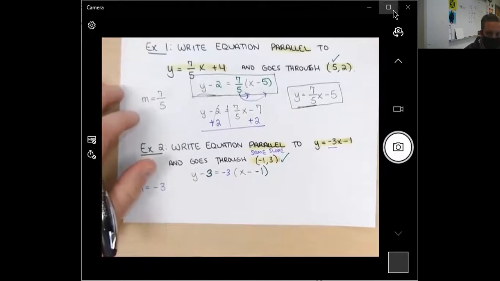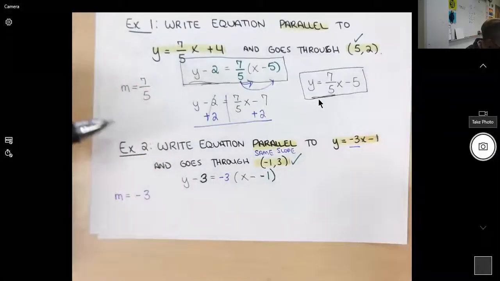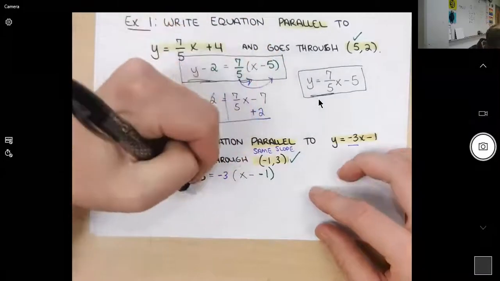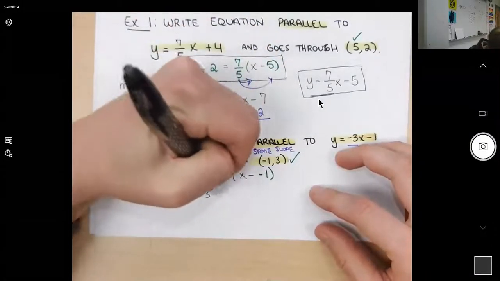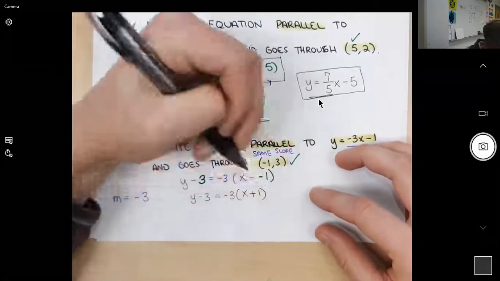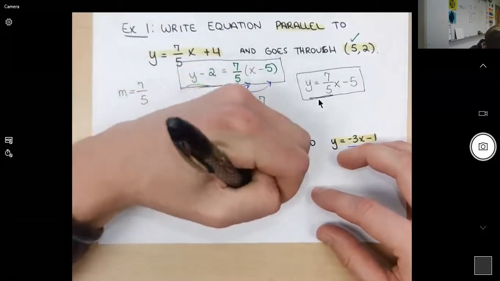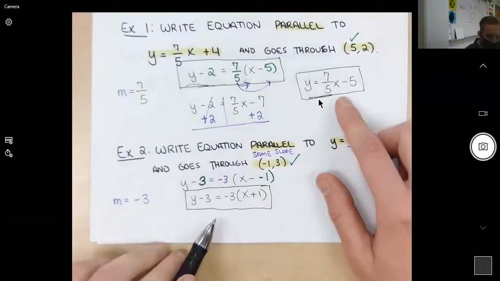Okay, so next up, as I was saying before, I'm going to look for my double negatives, which I have one. So we get y minus 3 equals -3 times x, two negatives become positive, so x plus 1. This is technically an answer if you were just writing an equation. However, I'm also going to solve for y here.